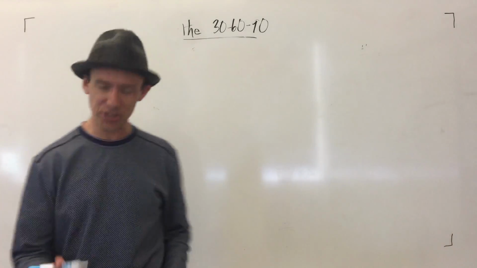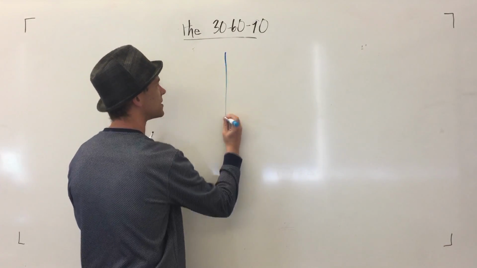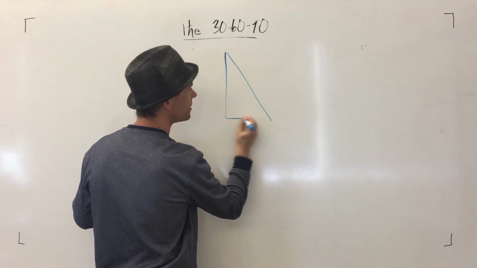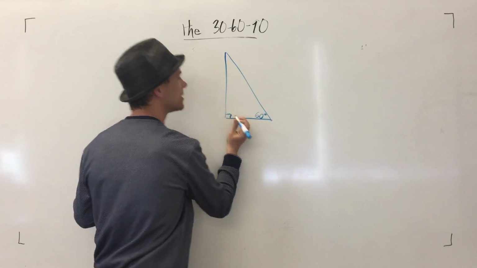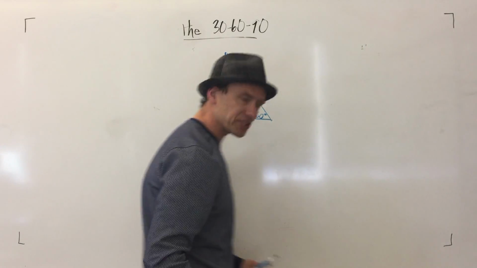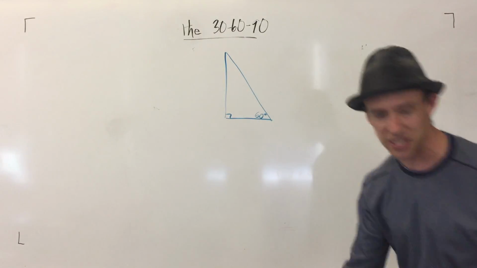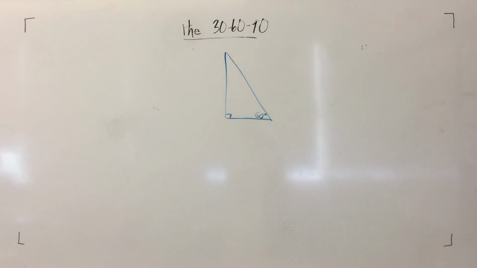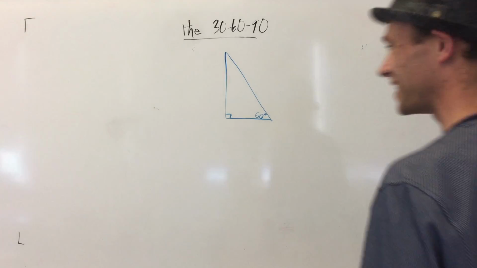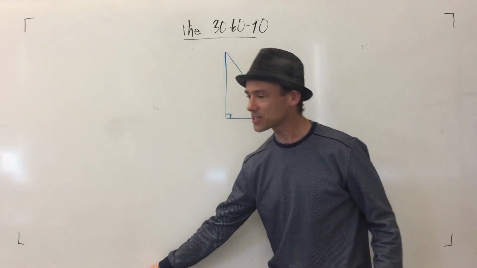Hey, we got special right triangles again. Let me draw one. Oh, there it is. All right. So time to get a little serious. I'll turn down the beat just for a moment. Don't you dare make me turn them off forever. All right, so let's go.